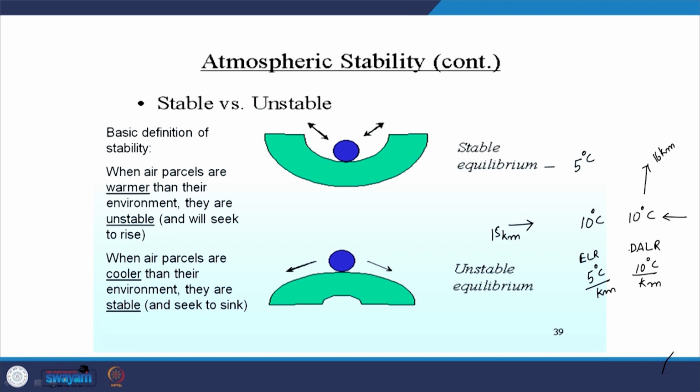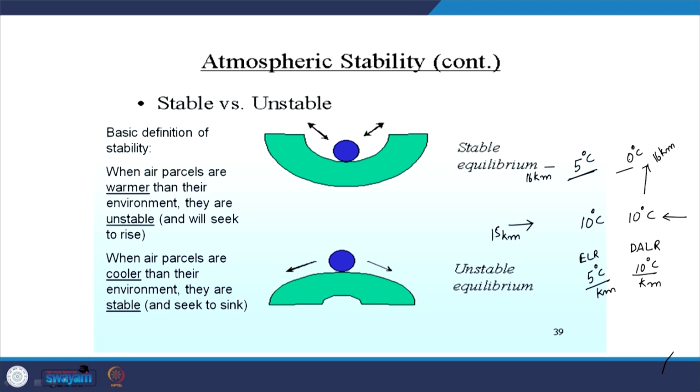The environment lapse rate is 5 degrees Celsius per kilometer, so the temperature of the environment at 16 kilometers is 5 degrees Celsius. Similarly, when you have taken the air parcel to 16 kilometers, its temperature simply becomes 0 degrees Celsius. Now, which one is cooler, the environment or the air parcel? The environment is hotter in comparison to the air parcel.